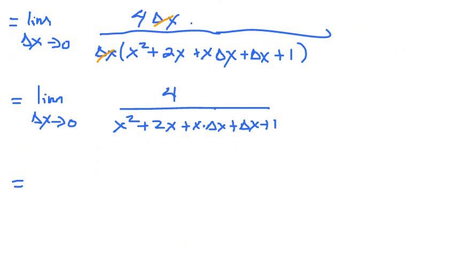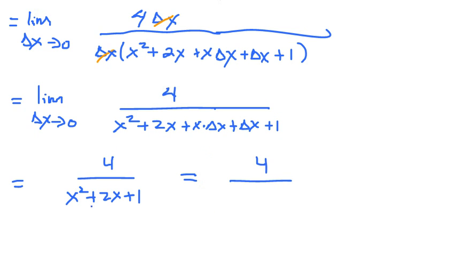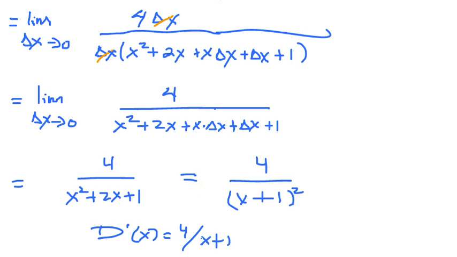What's going on here? What is that? Get rid of that. Should have been a plus. Oh, I think it was a plus sign. So we'll plug 0, 0 in, so we're left with 4 over x squared plus 2x plus 1. And of course, this can actually be rewritten. We can factor this, and it becomes x plus 1 quantity squared. Okay, so that's going to end up being our D prime of x, 4 over x plus 1 quantity squared.